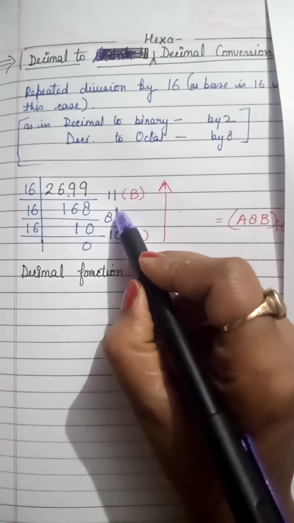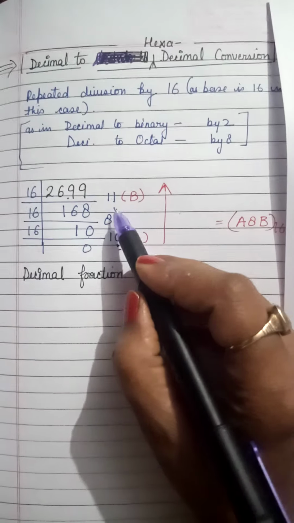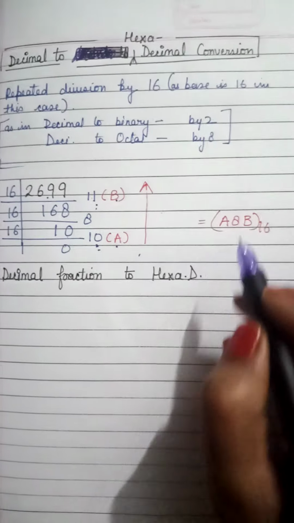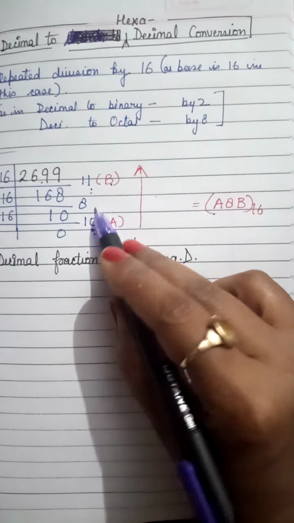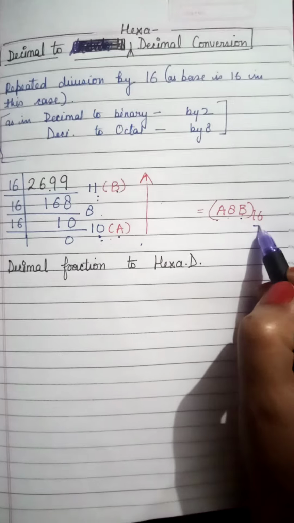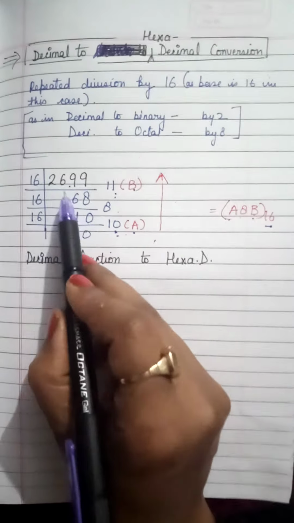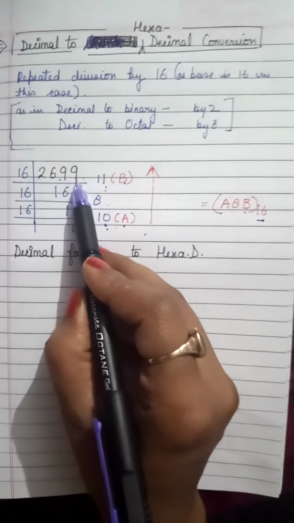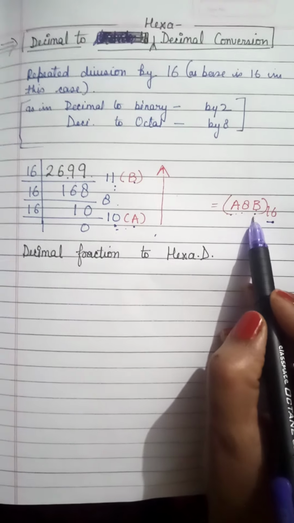So we will not write 11 and 10. Instead of writing 10, we will be using A, and instead of 11 we will be writing B. Now copy down these bits. Instead of 10 we will be writing A, 8 and B. A8B base 16. This is the hexadecimal equivalent to 2699 decimal. Okay, if you convert this number to base 16, then you will be getting 8AB.